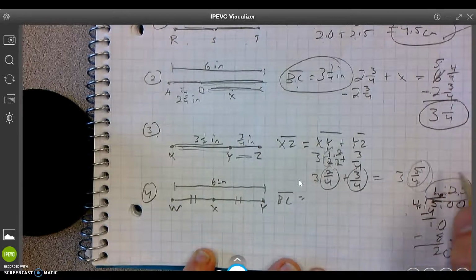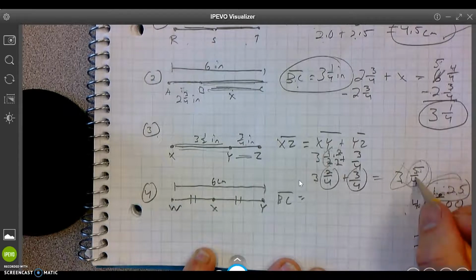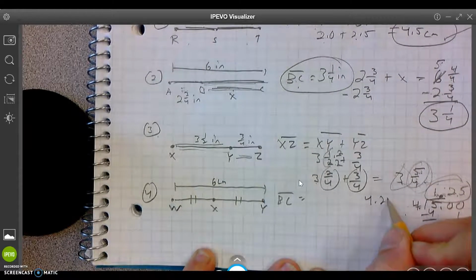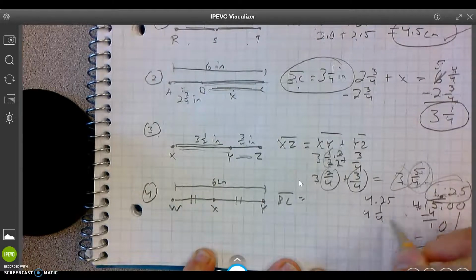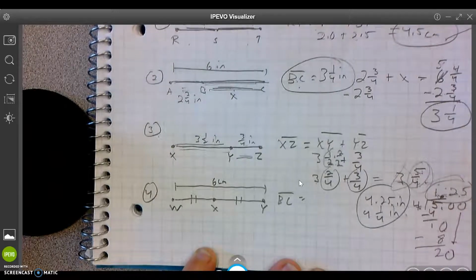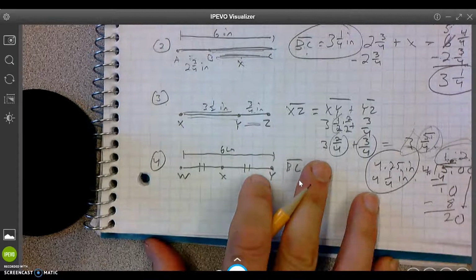That's cool. So I have the 3 left. 3 plus this, because 5/4 is 1.25. 3 plus this is going to be 4.25, or 4 1/4 inches. Cool. Both answers acceptable. Got it. Nice job.